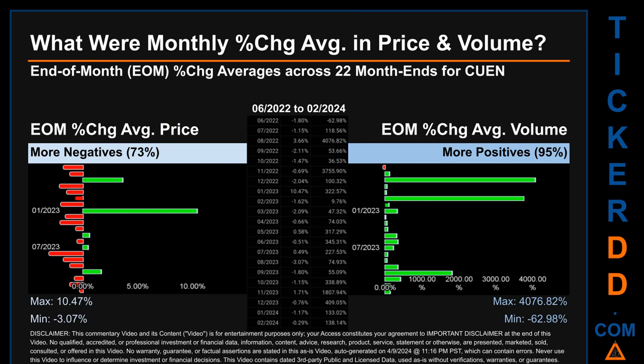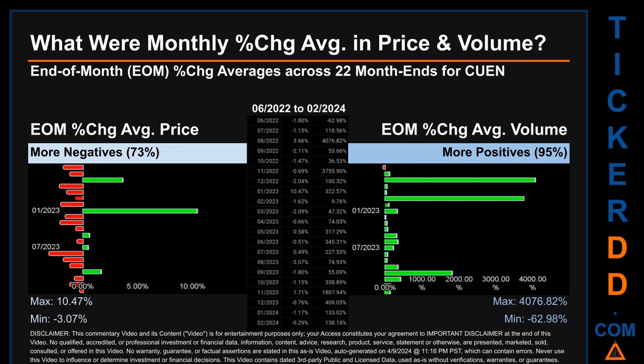What were end-of-month percentage change averages in price and volume for CUEN? The monthly average of percentage change, in price and in volume, were calculated for each of the 22 month ends. That calculation took daily percentage changes and averaged them for each given month. If a month end came out negative, then it means that the month summarily saw a negative change.